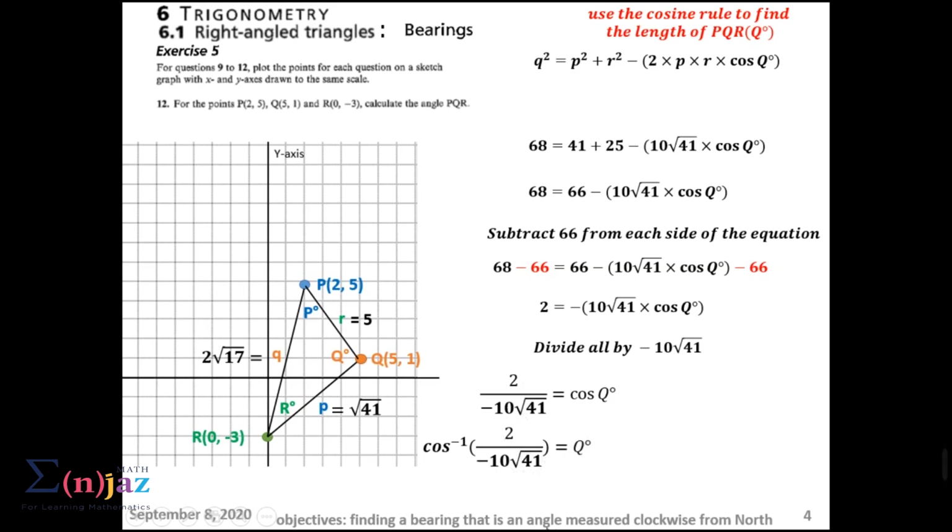This is ready to be inserted in the calculator, and this will bring Q down to 91.7899161. If you round this answer to 3 significant figures, you stop at the 7. Look at the right, 8 is greater than 5, so this will bring my 7 up. The final answer correct to 3 significant figures is 91.8 degrees, and this is the value of Q.